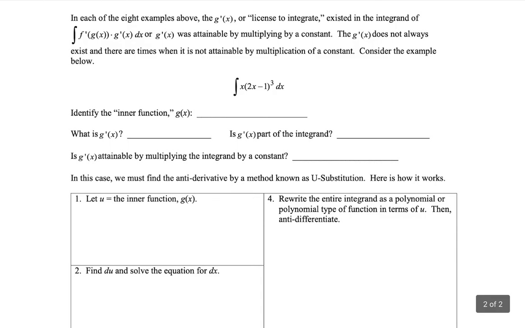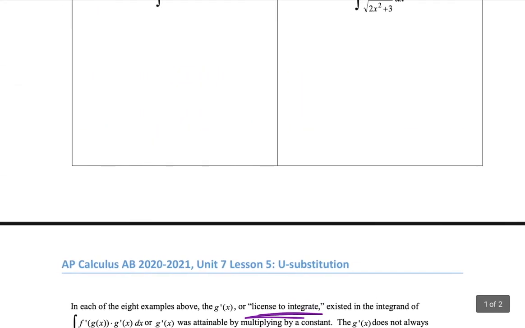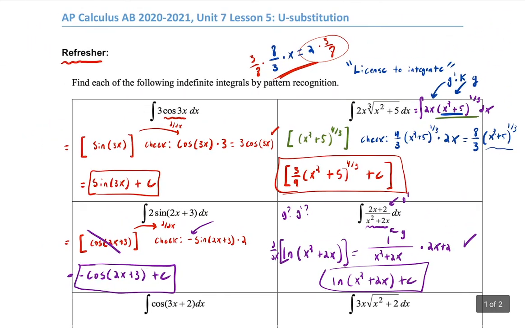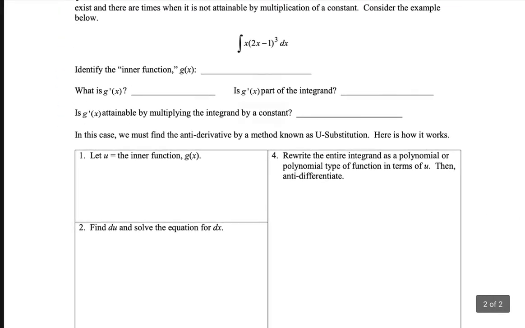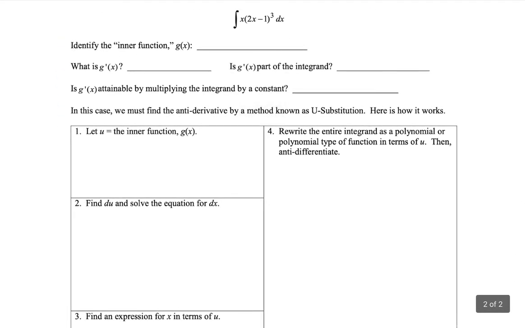In all of the examples above, like I said, we had license to integrate because we were able to identify g and g prime. We were able to see what got spat out of the chain rule. But let's look at this other problem here. What does it look like the inner function is on this? It looks like it's 2x minus 1. But the derivative, the g prime, is 2.